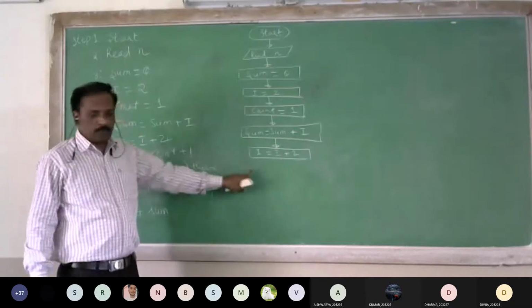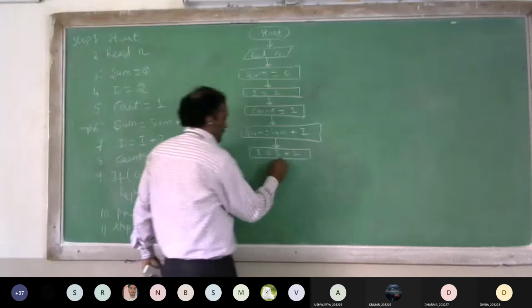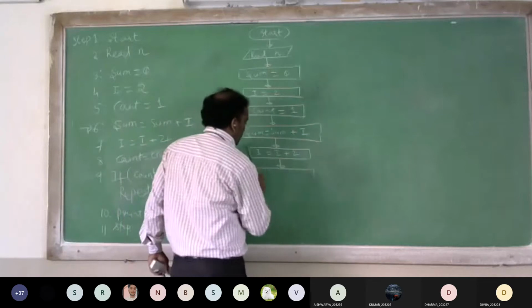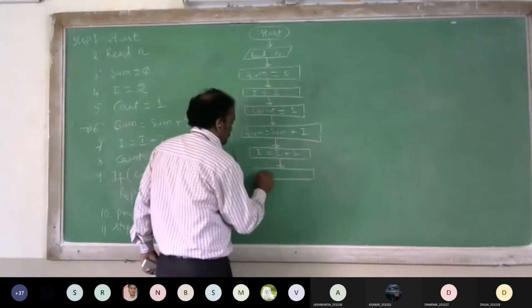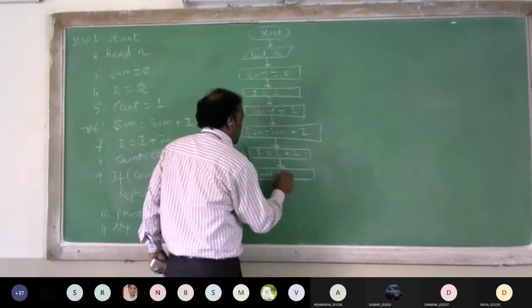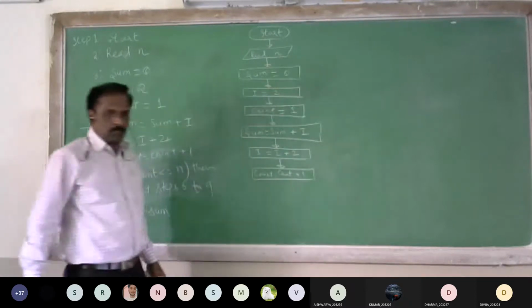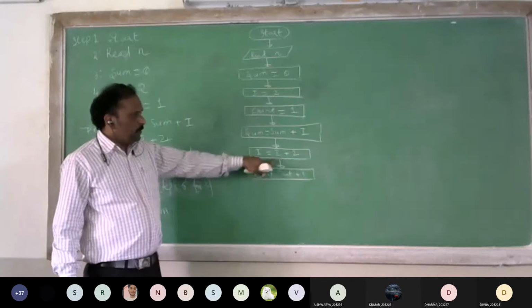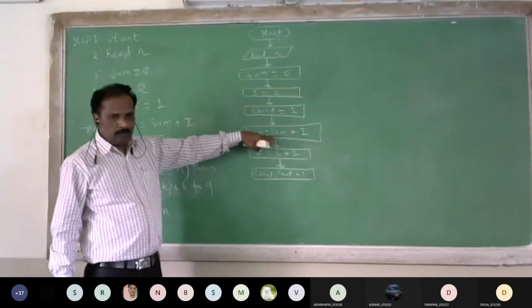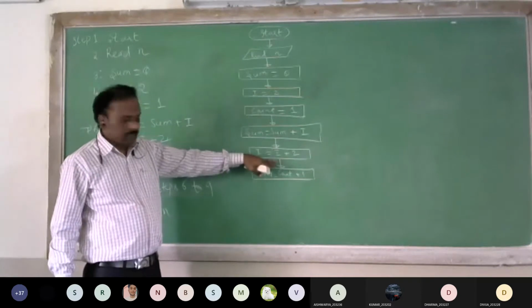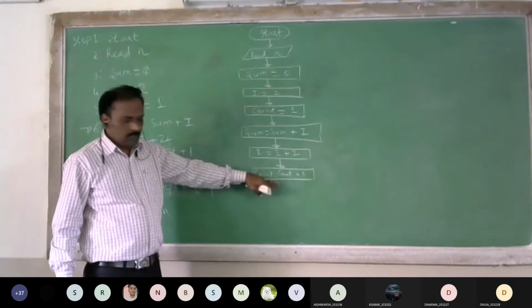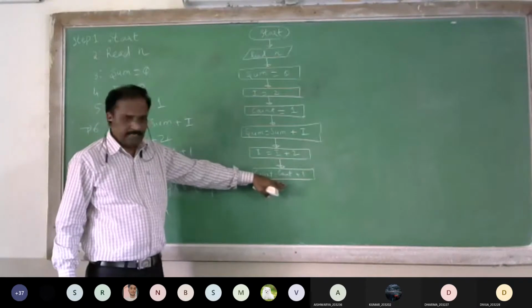So we will increase the count by 1. Count is equal to count plus 1. Now we have got 4, and we need to add that 4 to sum. Now the third number, 4 plus 2, 6, which count is equal to count plus 1. 2 plus 1 is 3.